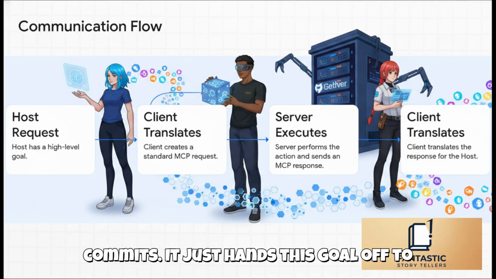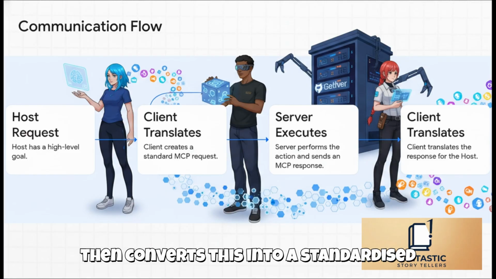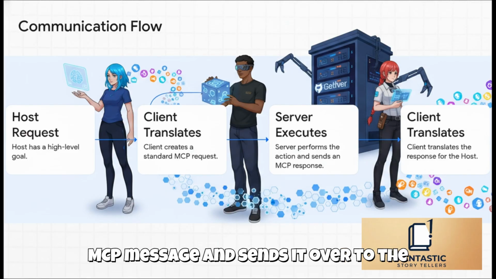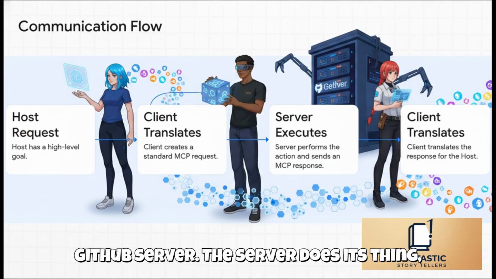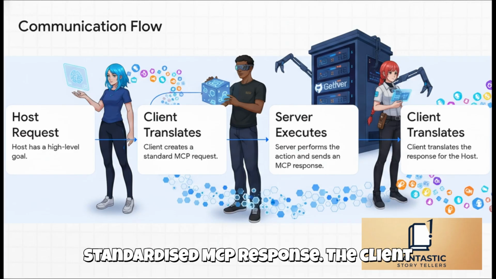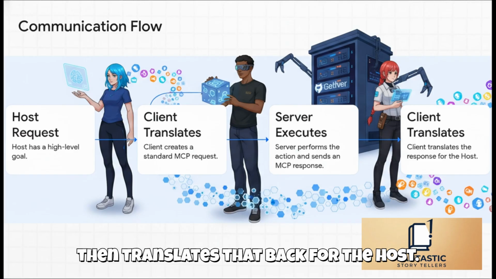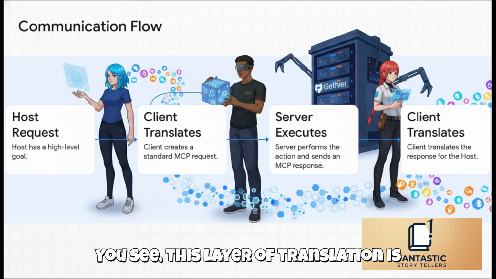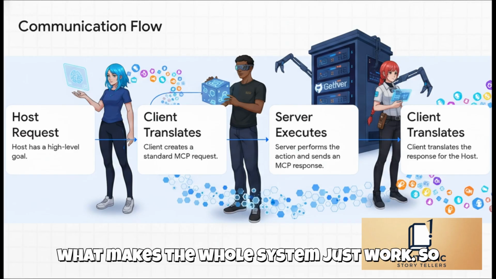It just hands this goal off to its translator, the client. The client then converts this into a standardized MCP message and sends it over to the GitHub server. The server does its thing, gets the commits, and sends back a standardized MCP response. The client then translates that back for the host. You see? This layer of translation is what makes the whole system just work.